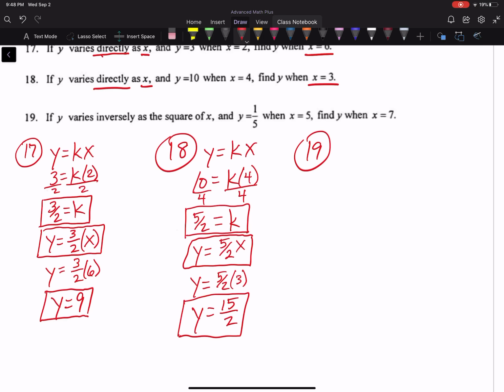19, this time it's varying inversely as the square of x. So remember, inversely means you divide by your variable. So y equals k divided by x squared, because again, it's the square of x. And you plug them in. So 1/5 equals k divided by 5 squared. 5 squared is 25, so 1/5 equals k over 25, and you just multiply both sides by 25. Those cancel, so your k is 25 over 5, which is 5.